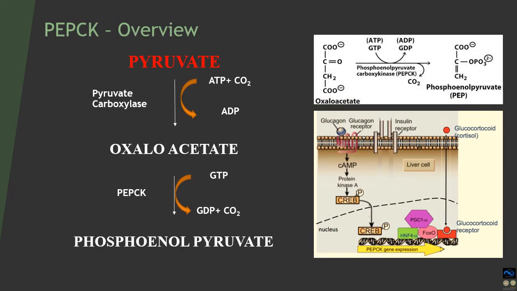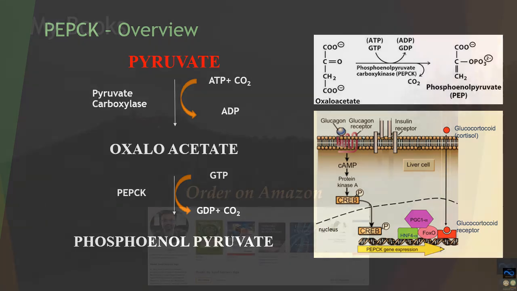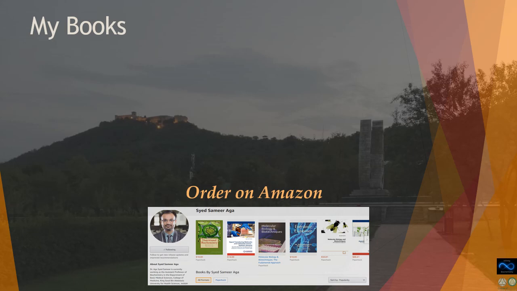So the net effect of glucocorticoid signaling will be the overexpression of the PEPCK gene, which will affect the availability of the PEPCK enzyme, which in turn will affect metabolism by converting more pyruvate, which is fed by the non-carbohydrate moieties, to phosphoenolpyruvate via oxaloacetate. The first reaction is catalyzed by pyruvate carboxylase, and the second by PEPCK under the influence of glucocorticoids. So this was it about steroid hormone signaling.